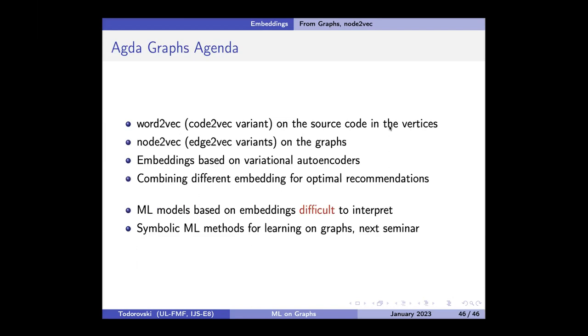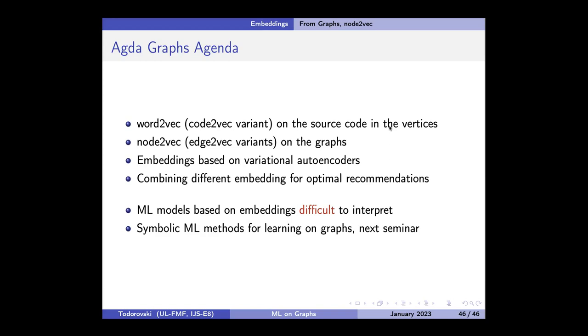Sorry, just the ACTA graphs agenda. I forgot that actually the last slide is meaningful. So now, how is this connected to ACTA graphs? Certainly we would like to explore word2vec, and already Matej found code2vec, a variant of word2vec which is trained on code. The difference is that it takes straight code, converted into an abstract syntax tree, and then trains on paths in that tree from one leaf to another. It takes into account the structure of the code.